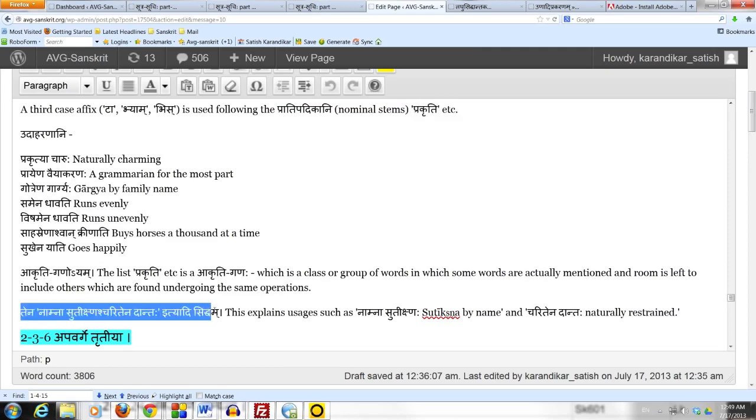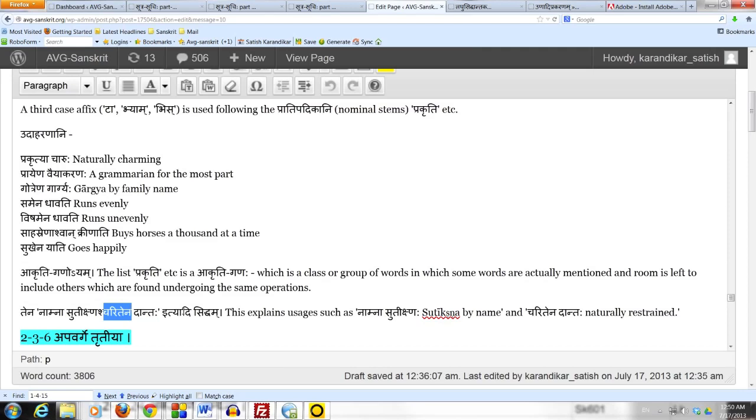So this explains usages such as namna Sutikshna. Someone is Sutikshna by name, even though Naman may not be explicitly listed in the Prakrityadiganaha. We can still use this Vartikam to explain this usage, Namna Sutikshna, because the Prakrityadiganaha is treated as an Akritiganaha. Similarly, Charitena Dantaha. Someone is restrained by nature, naturally. Even though Charitra may not be specifically listed in the Prakrityadiganaha, we can still use this Vartikam to explain the usage, Charitena Dantaha.